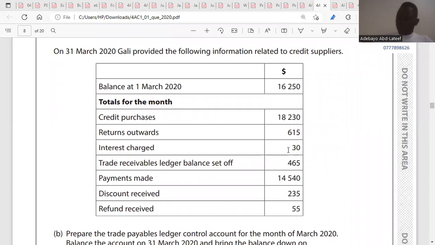Okay, so we're going back to question 14B. When you're preparing your trade payables control account, on your debit side, whatever payments you make to your suppliers will be recorded on the debit side.